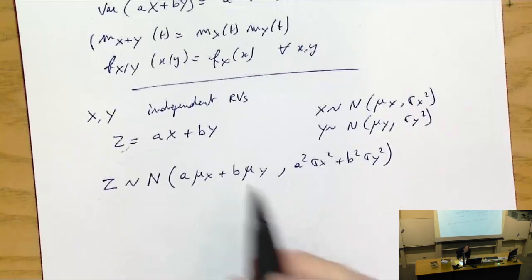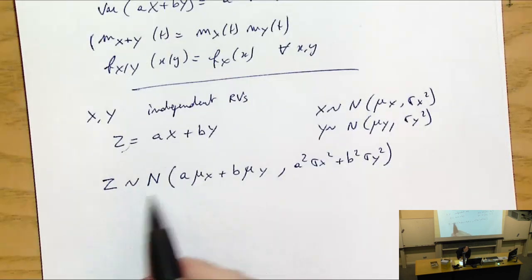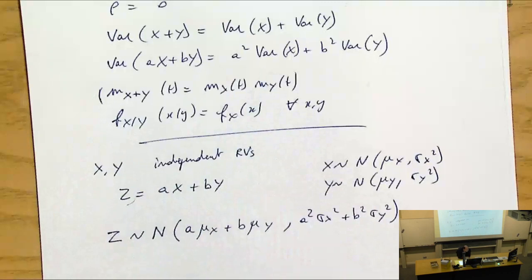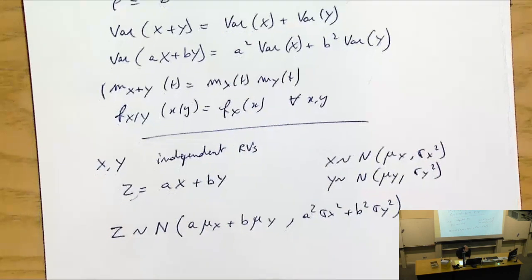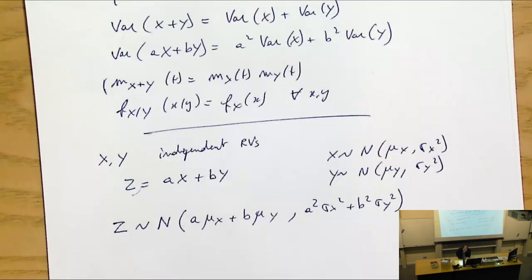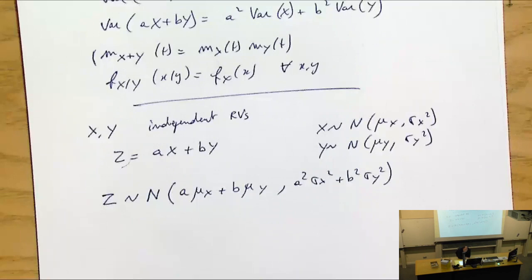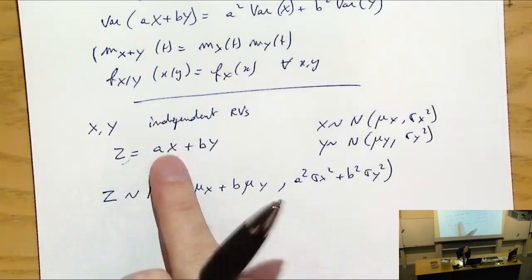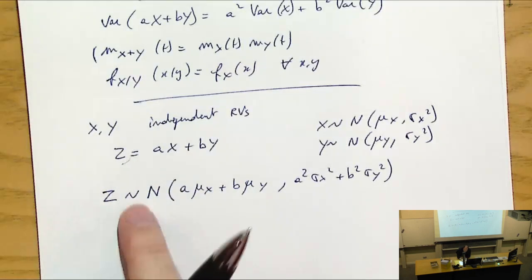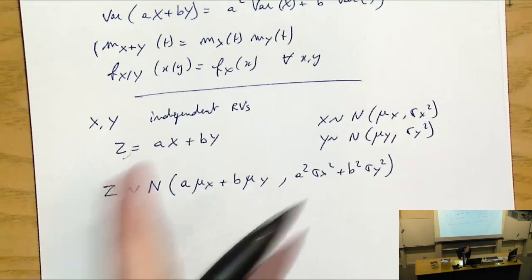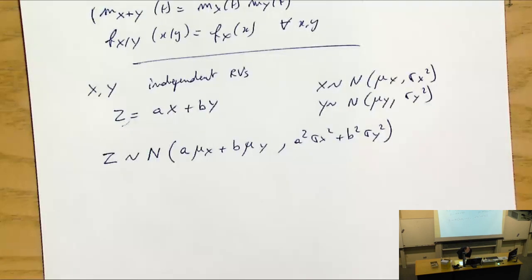Okay, so how did we show this? Essentially by using this property of the moment generating function and the fact that the moment generating function uniquely identifies a probability density function, right? So this was a quite powerful tool. You have a linear combination of two normal random variables, and this linear combination is still normal distributed. Okay, so this is for two random variables.